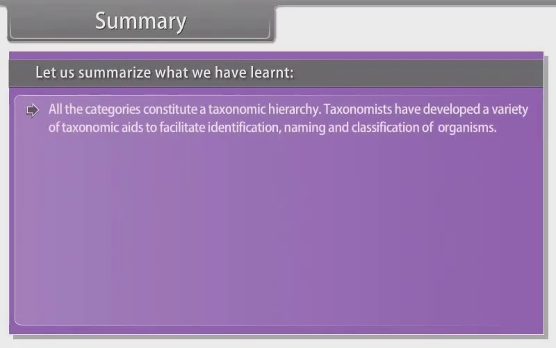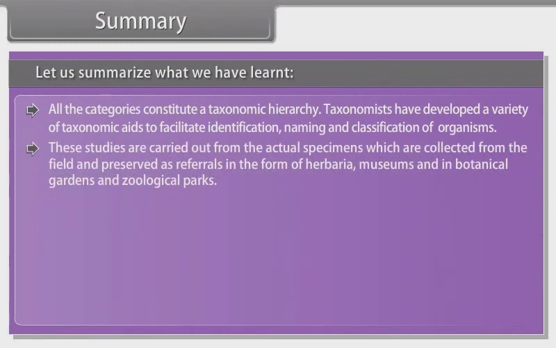All the categories constitute a taxonomic hierarchy. Taxonomists have developed a variety of taxonomic aids to facilitate identification, naming, and classification of organisms. These studies are carried out from the actual specimens which are collected from the field and preserved as referrals in the form of herbaria, museums, and in botanical gardens and zoological parks.